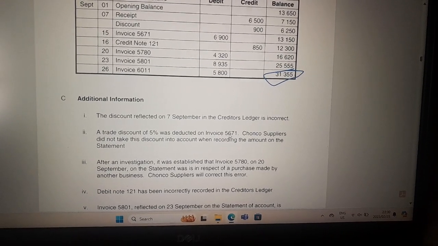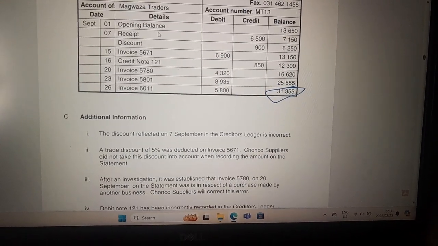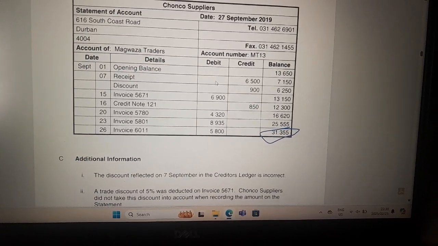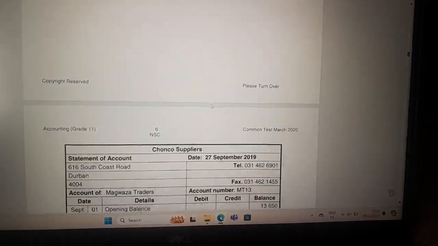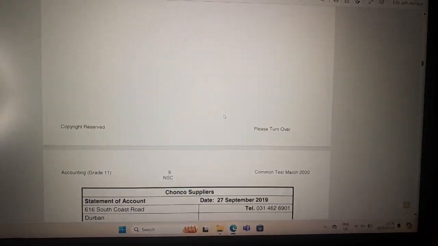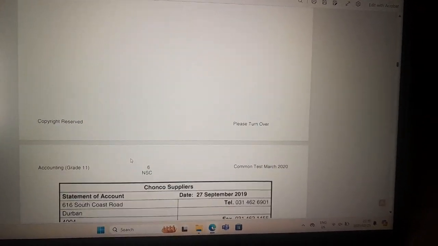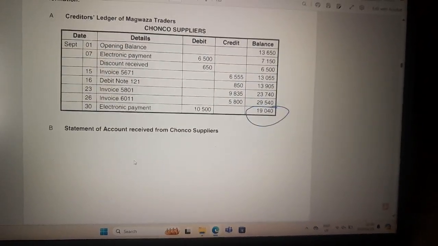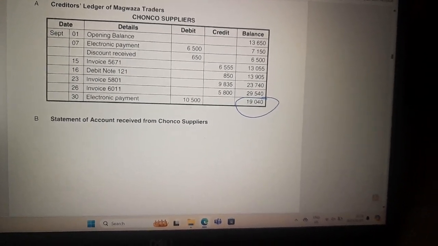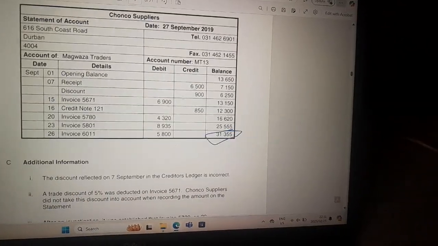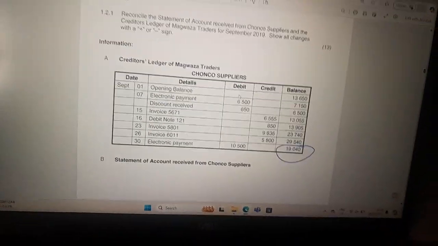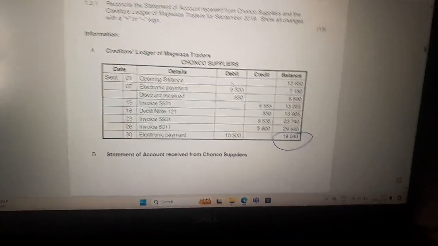So we go to invoice 5671. First of all, it's definitely on the right side because this is a statement and an increase on the debit side. It is 6,900. Remember, they did not take the discount into account, meaning that they did not minus the discount. But when you go to that same invoice on the creditors ledger, it is 6555. It is less than this one, meaning that in the creditors ledger, they definitely did take into account the discount.